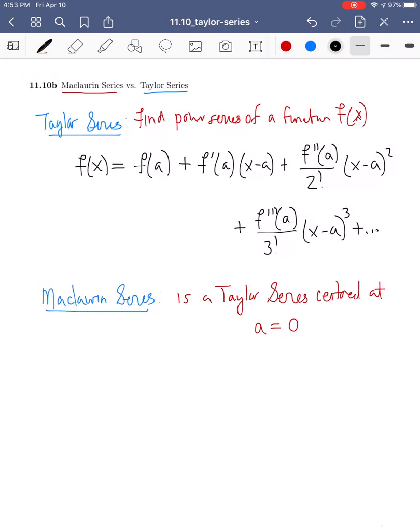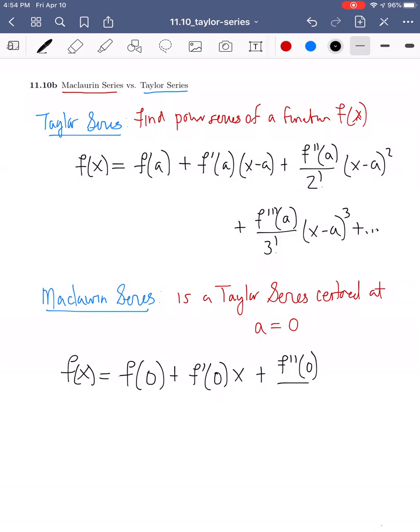So a Maclaurin series of a function f of x is the function evaluated at 0 instead of a, plus the first derivative of the function evaluated at 0 instead of a, times x to the first power, plus the second derivative of our function evaluated at 0, all over 2 factorial, times an x squared. The third term, plus the third derivative evaluated at 0, all over 3 factorial, times x cubed, and so on.